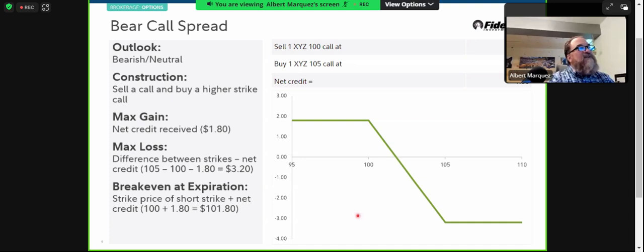So I'm sure I've skipped some things or missed some things, Matt. I'm sure you've got some things to add here. What else would you like to add to these two spreads?